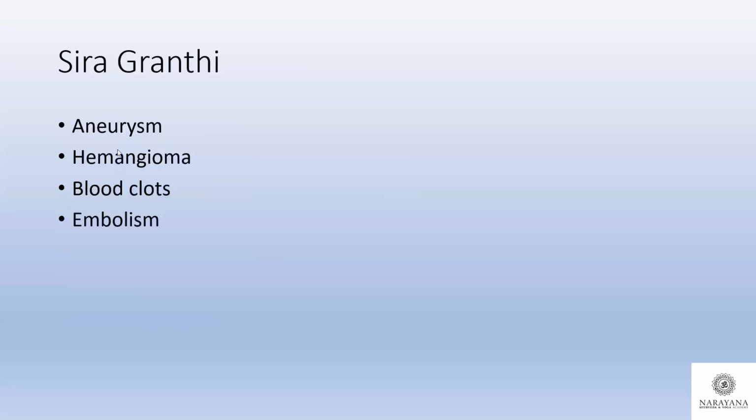Sira Granthi, this is anything that's forming a growth or a collection, like a blood clot, right? And the blood clot sometimes forms and breaks away and goes somewhere else. That's an embolism. Aneurysm, I'm sure you've heard, that's basically an outgrowth of a blood vessel. So these are all examples of when there is a nodule or a growth or a clot or some kind of mass-like thing forming. Is that making sense?